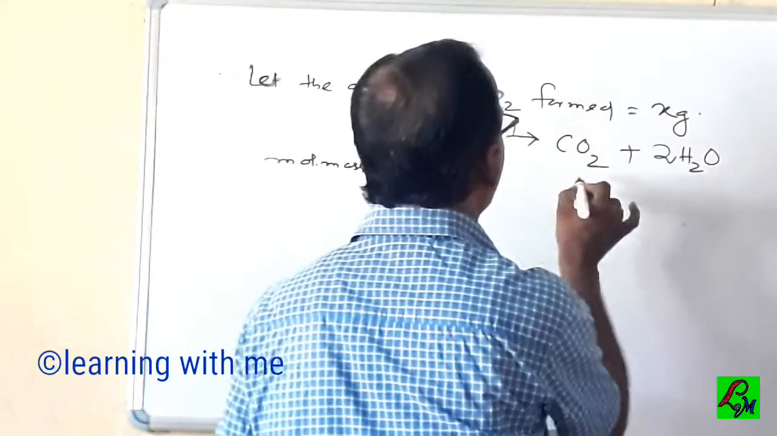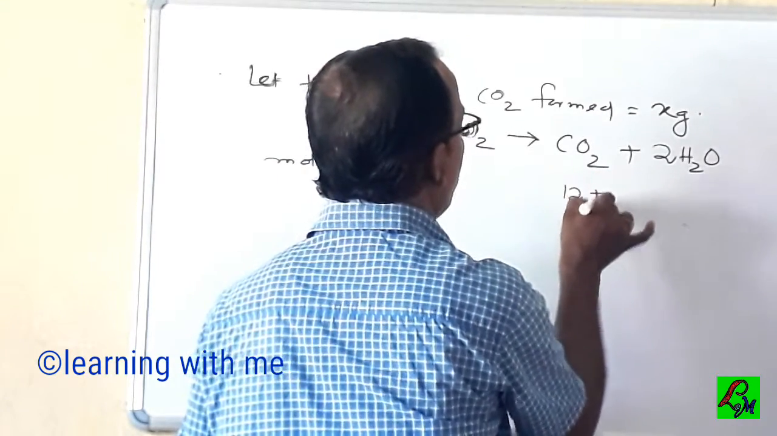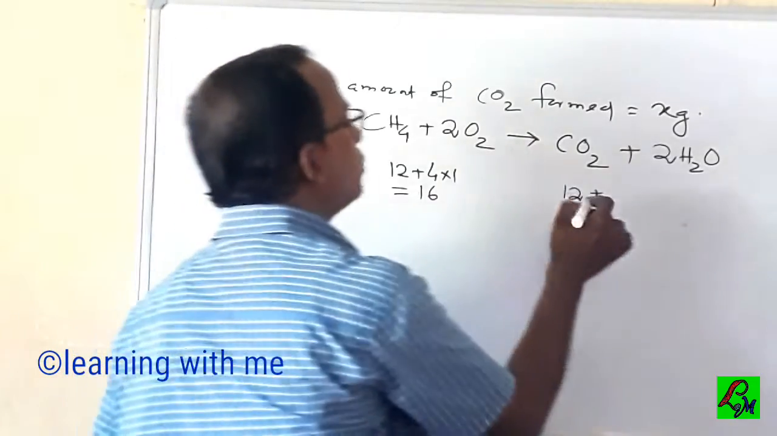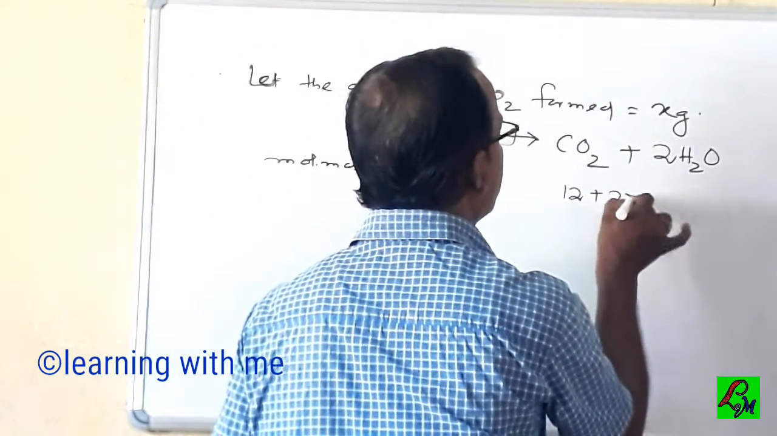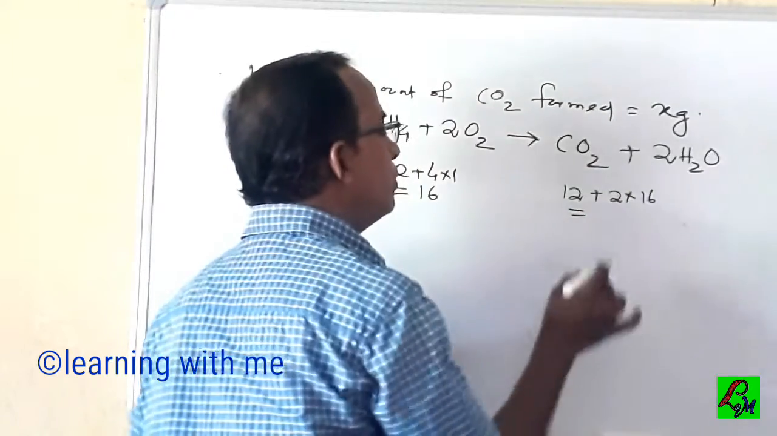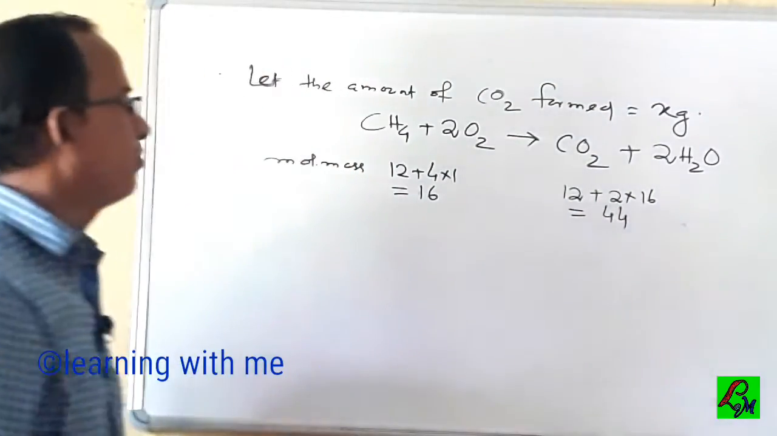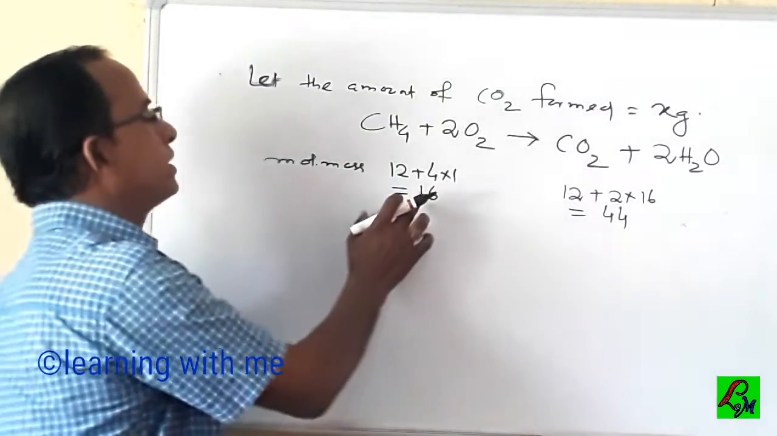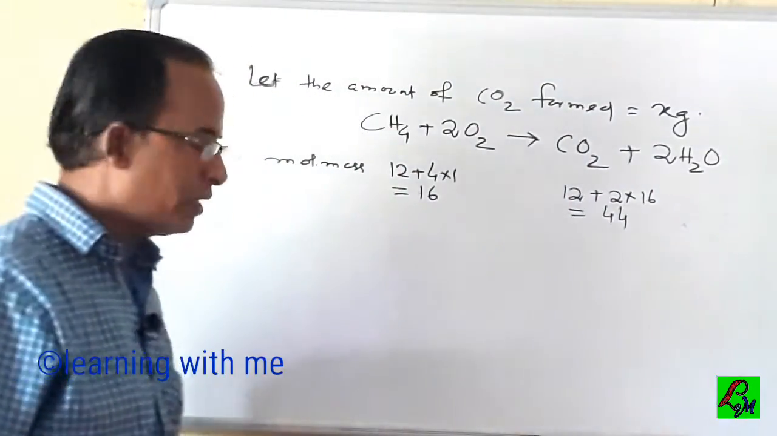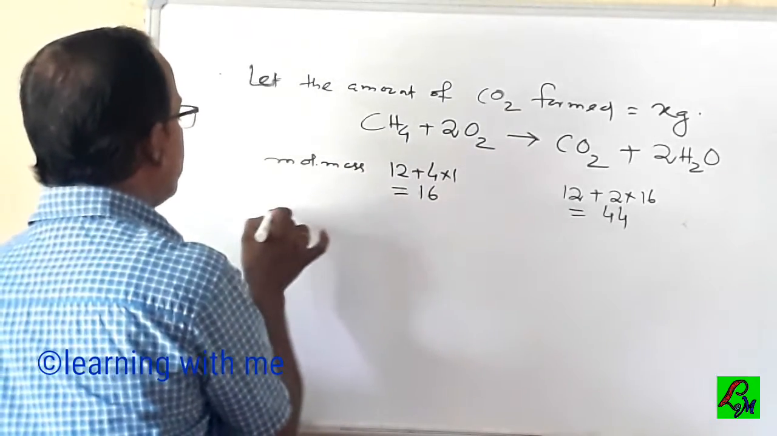Similarly, carbon dioxide molecular mass: carbon molecular mass 12 plus oxygen molecular mass 16. There are 2 atoms, so 12 plus 2 into 16 is 32, equal to 44. So the molecular mass of methane is 16 and the molecular mass of carbon dioxide is 44. So what is its molar mass?